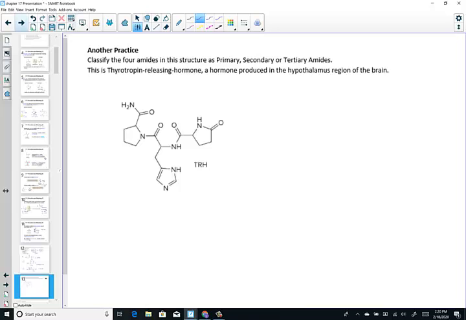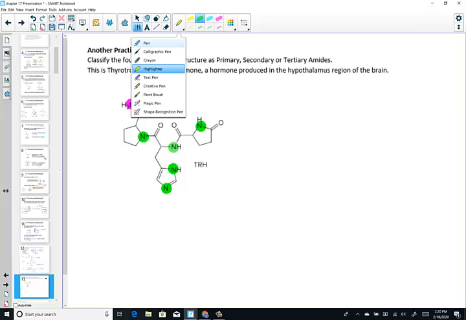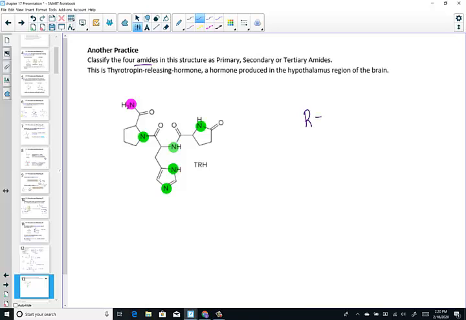Are you ready to check? Well, let's do it. Here's a nitrogen. I'll just find the nitrogens first. I can just highlight all the nitrogens. Now remember, to be an amide, we need this functional group.